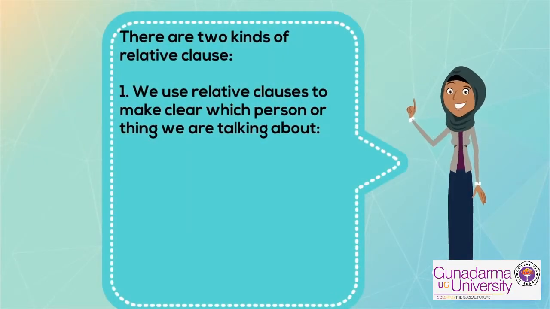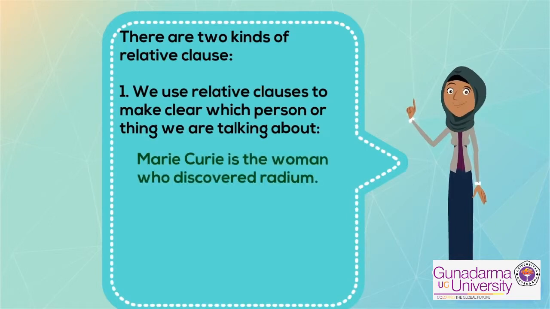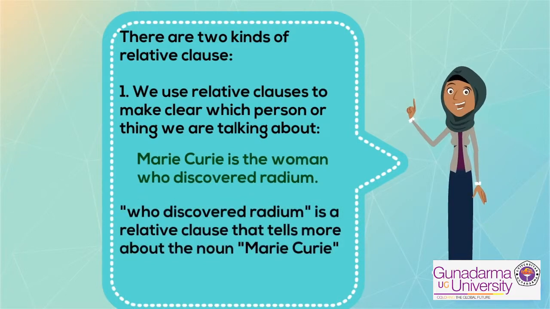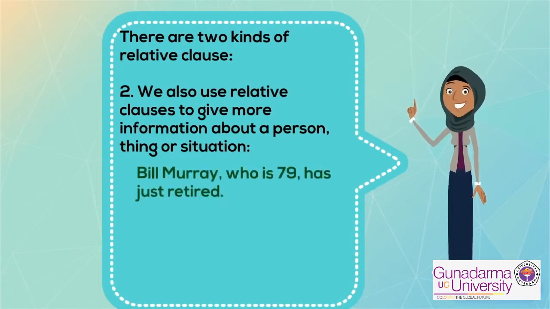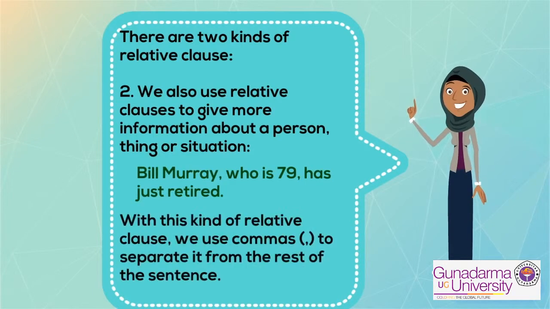There are two kinds of relative clause. One, we use relative clauses to make clear which person or thing we are talking about. Marie Curie is the woman who discovered radium. "Who discovered radium" is a relative clause that tells more about the noun Marie Curie. We also use relative clauses to give more information about a person, thing, or situation. Bill Murray, who is 79, has just retired. With this kind of relative clause, we use commas to separate it from the rest of the sentence.